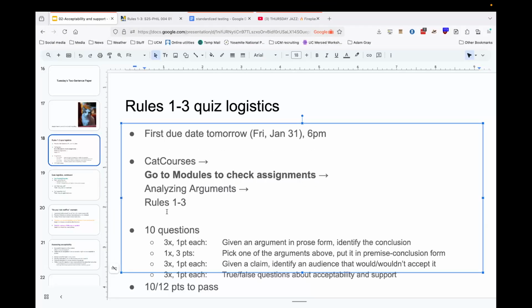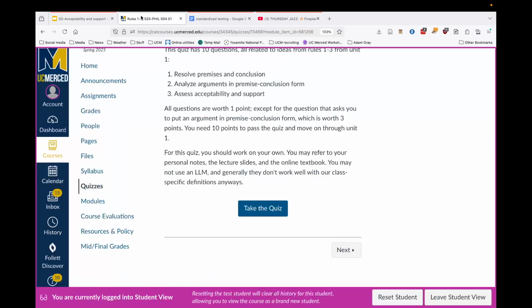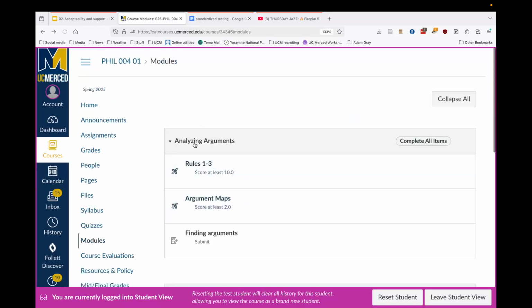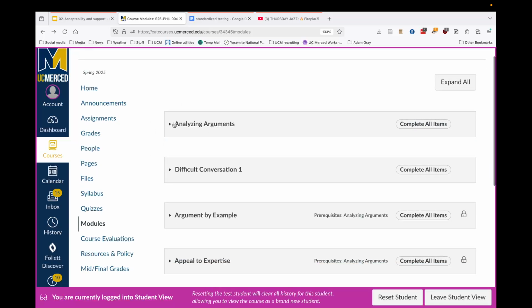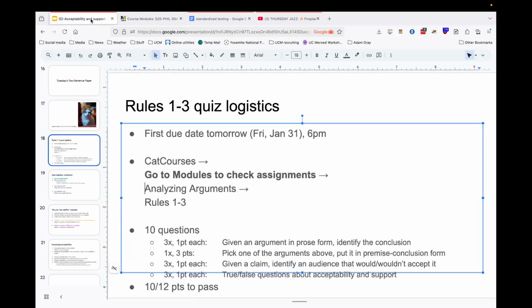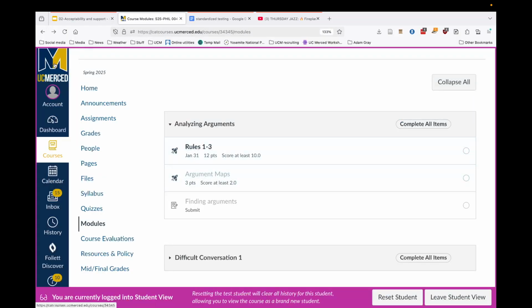So you go to modules to check the assignments. You look for the analyzing arguments section. This one right here. It might be folded down like that. And the rules 1 to 3 quiz, right there.